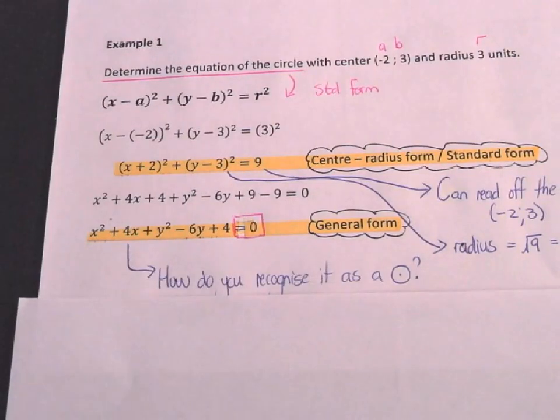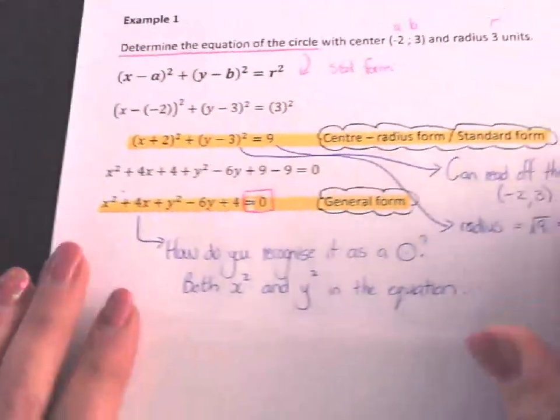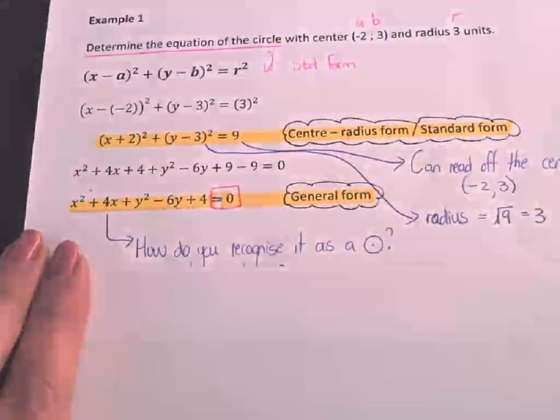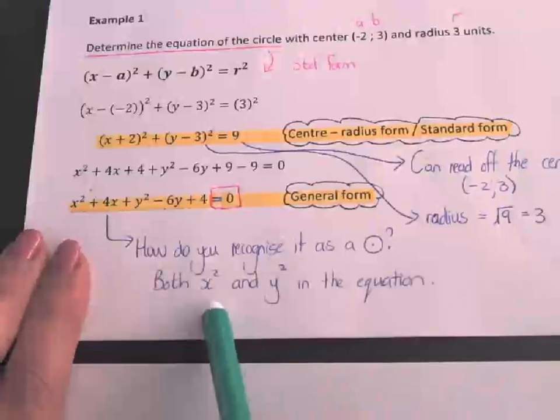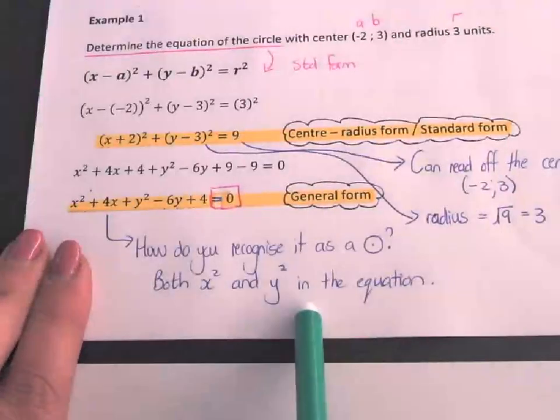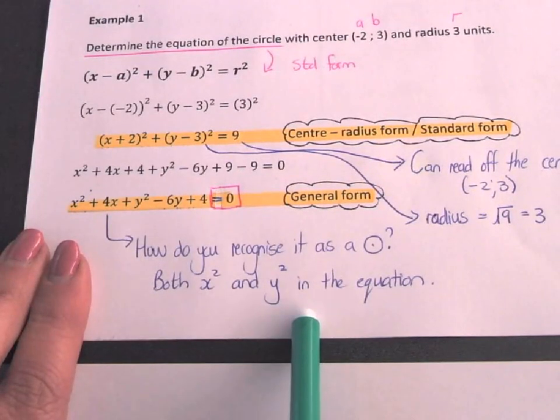How will you recognize that a certain equation is a circle? Yes, you have both x squared and y squared. Then you know it's a circle.